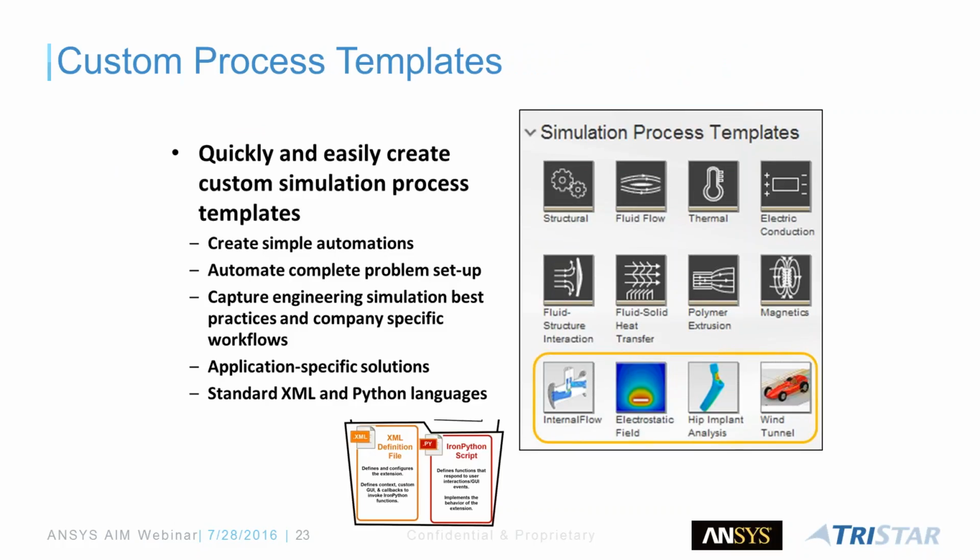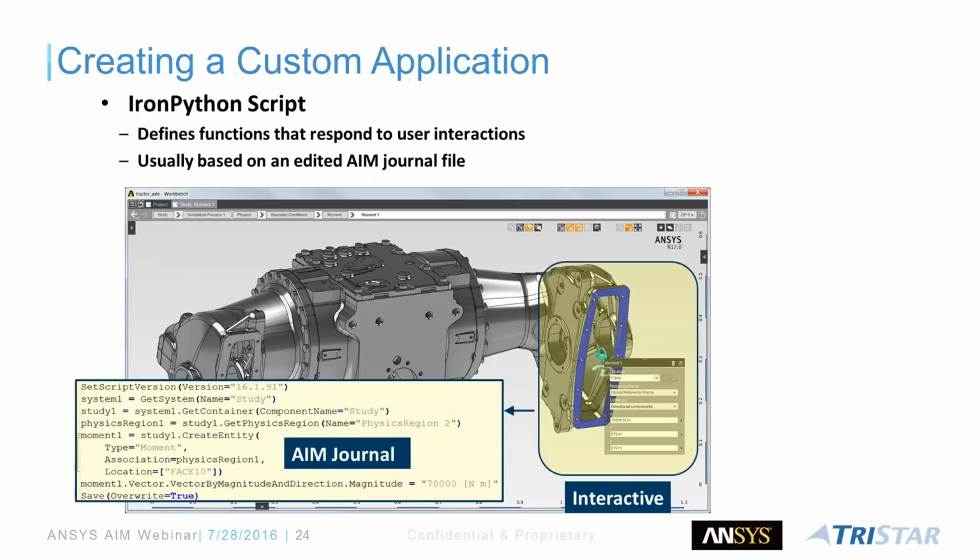And the customer portal has information on how this customization is done, right? In fact, all these 4 apps that you see there, the internal flow app, the electrostatic field, the hip implant analysis, and the wind tunnel extension, are all available in the ANSYS App Store if you want to try it out.